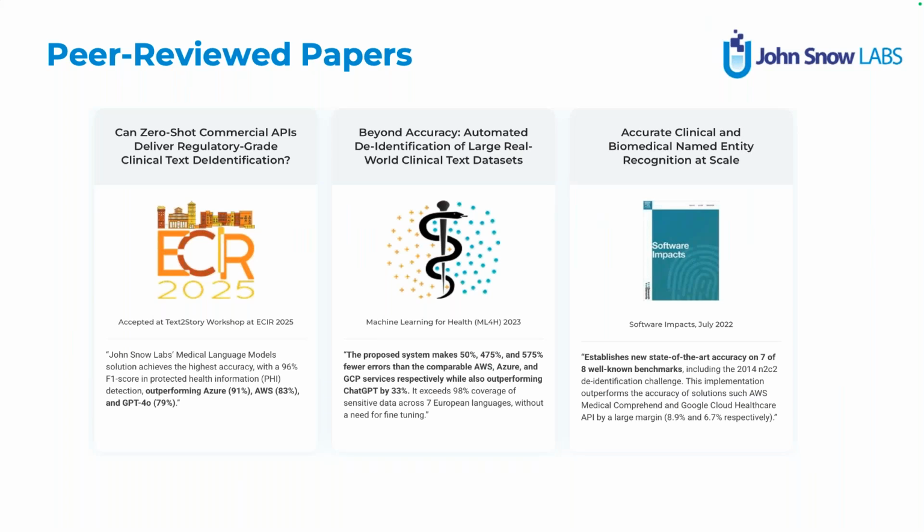Furthermore, in our ML4H 2023 paper, we introduced an automated de-identification system that not only registers substantially fewer errors than comparable solutions, but also exceeds the performance of general-purpose models like ChatGPT. Our commitment to accuracy is further evidenced by our work in Software Impact, in which we established a new state of the art for named entity recognition across key industry benchmarks. These publications collectively confirm that our technology delivers the most accurate, regulatory-grade de-identification solution available in the market today.